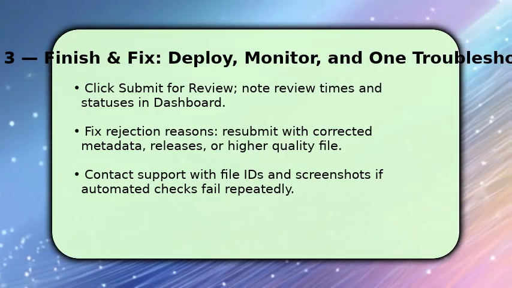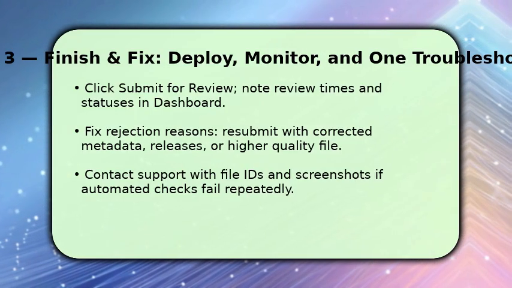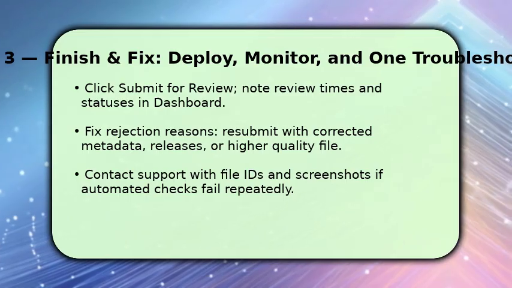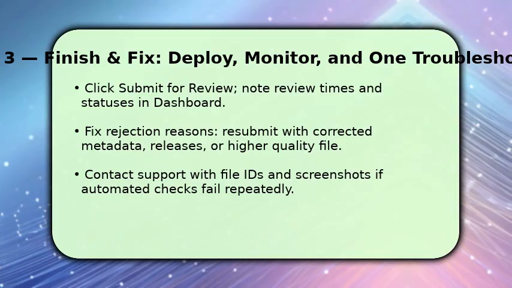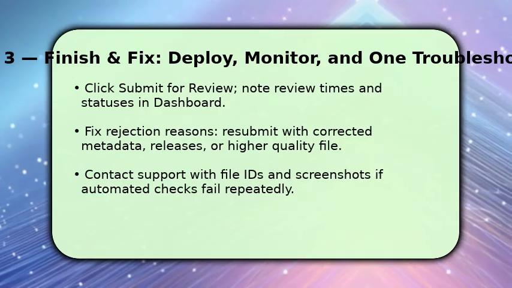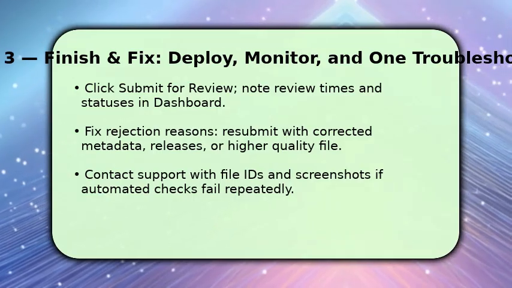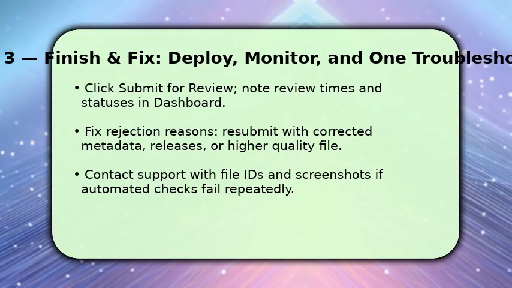If an image is rejected, read the rejection reason, then correct metadata, attach missing releases, or replace with a higher quality file and resubmit. If automated checks keep failing, open a support ticket and include file ID, rejection messages, and screenshots so support can see the issue. This speeds resolution and gets your content live sooner.